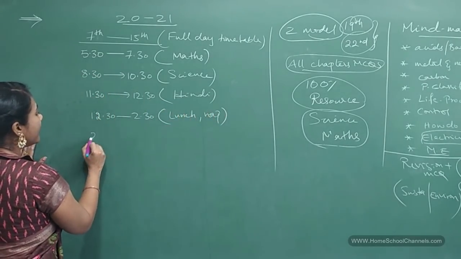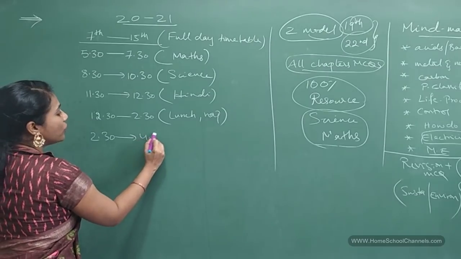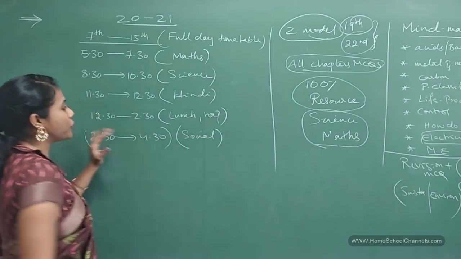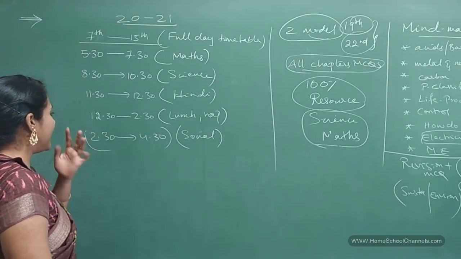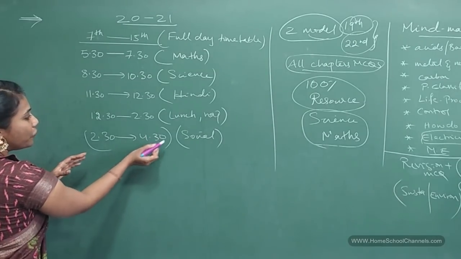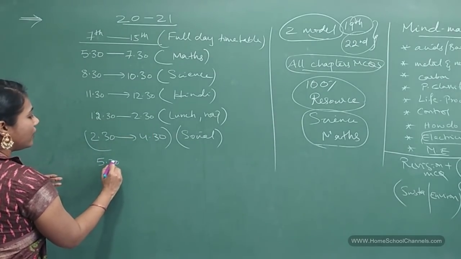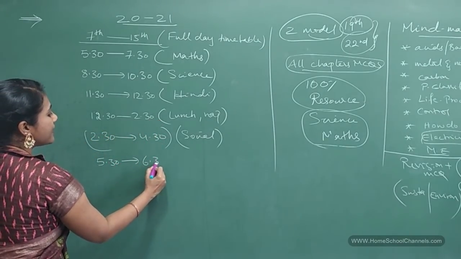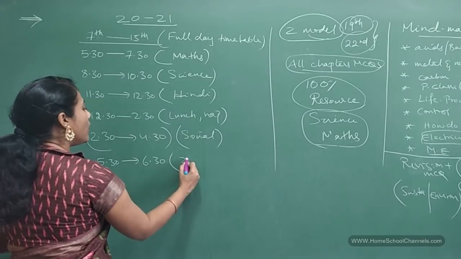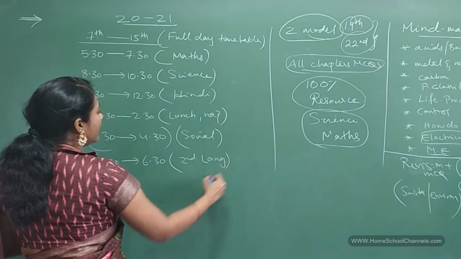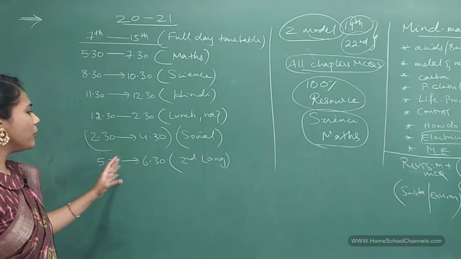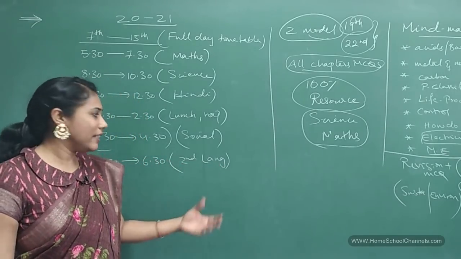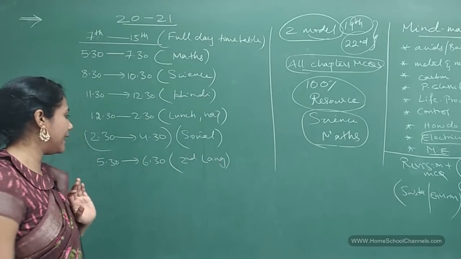Okay, and now again start from 2:30 to 4:30. Again a 2 hour slot I gave you for social. Okay, so for social I gave you 2 hours. Fine. And later, say 4:30 to 5:30, you take the snacks break or whatever it is. Then 5:30 to 6:30, okay, you study your second language. So I gave 1 hour for the second language. Clear? Probably for many of you the second language is Kannada, and for some of you it is English. Okay, whatever it is, keep time for the second language.